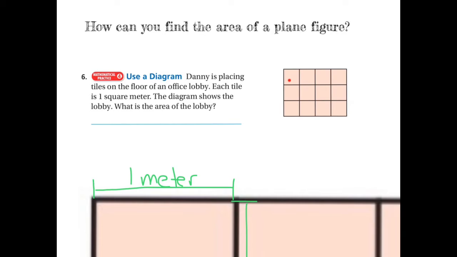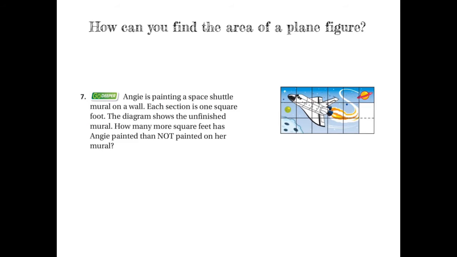1 square meter, 2 square meters, 3 square meters, 4, 5, 6, 7, 8, 9, 10, 11, 12. So this would be 12 square, I can just abbreviate that, meters. It can sometimes be as simple as that, and some of your work will be as simple as that, but sometimes it can get a little challenging, like this question here.